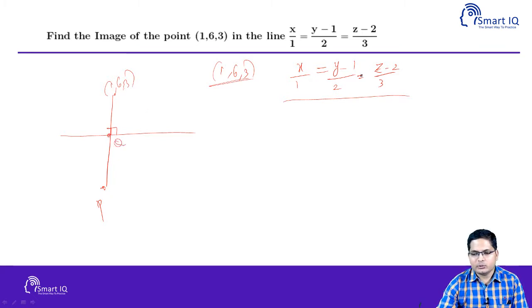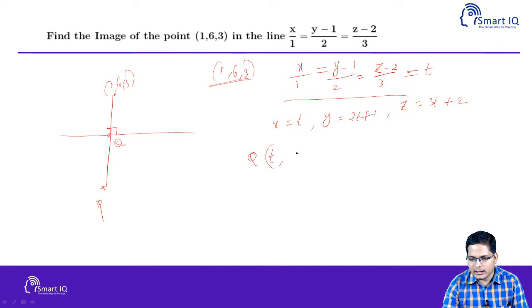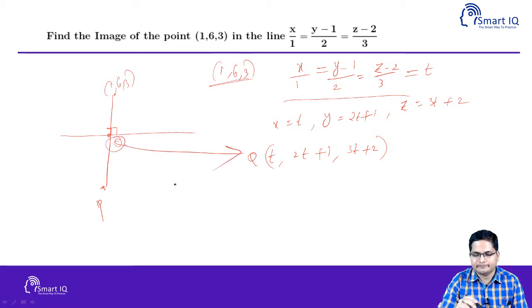Now, what is the use of symmetric form? Any point on this line can be written like this. Assume it is Q. All three ratios you call t, then you will get x is t, y is 2t plus 1, so cross multiply and add 1, whereas z is 3t plus 2. So any point Q on the line I can take as an arbitrary point, because t is a parameter. This point Q is (t, 2t+1, 3t+2), right?